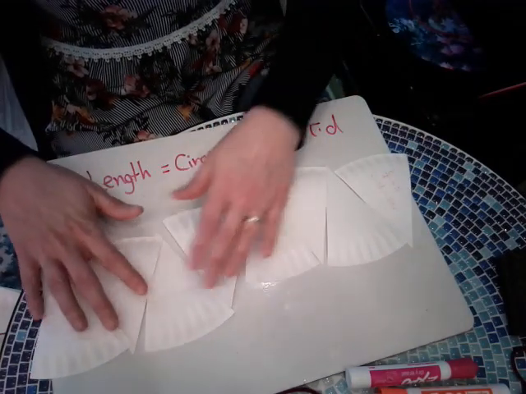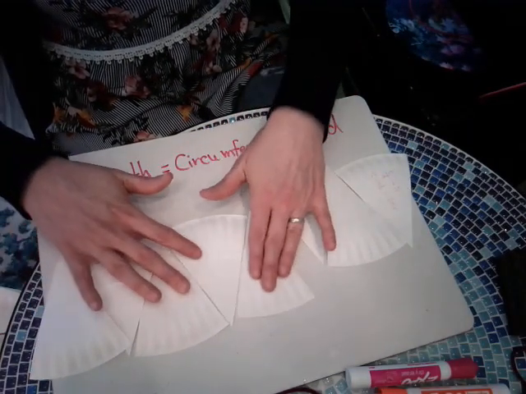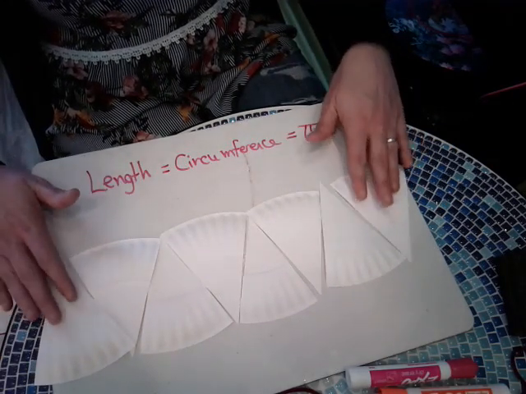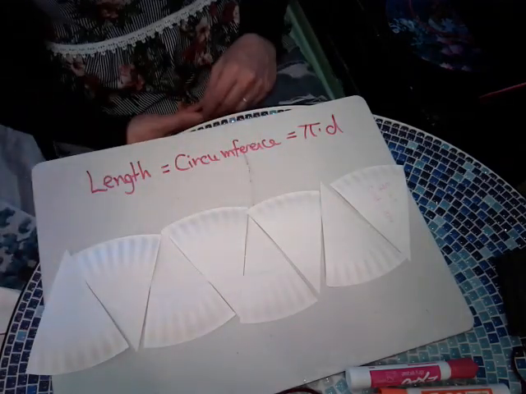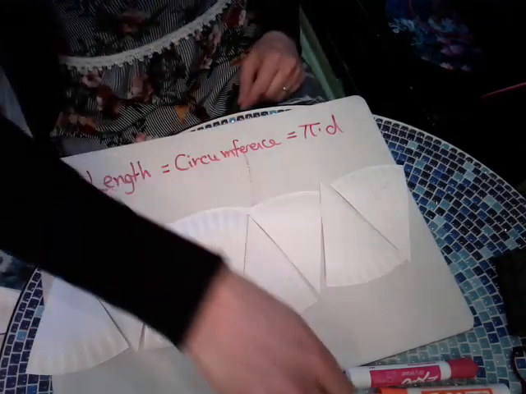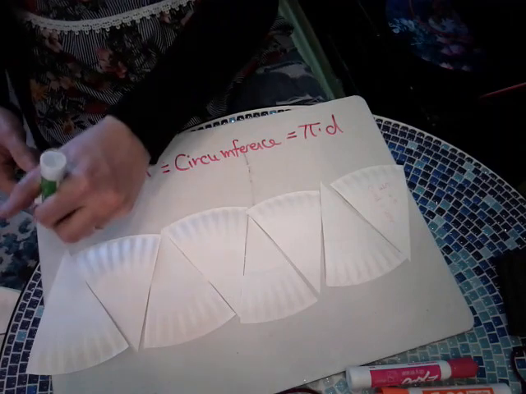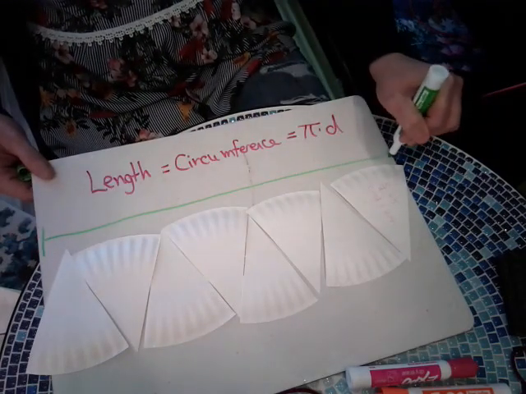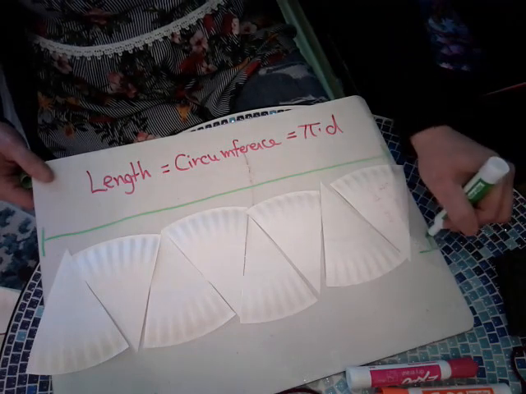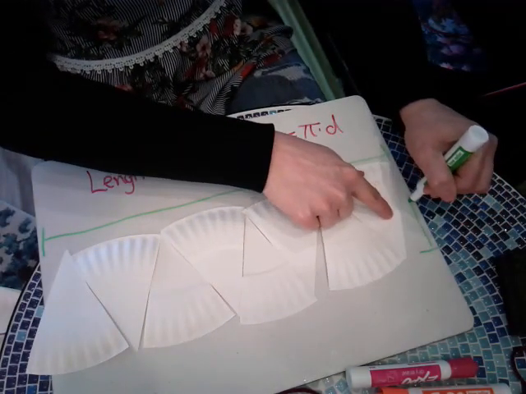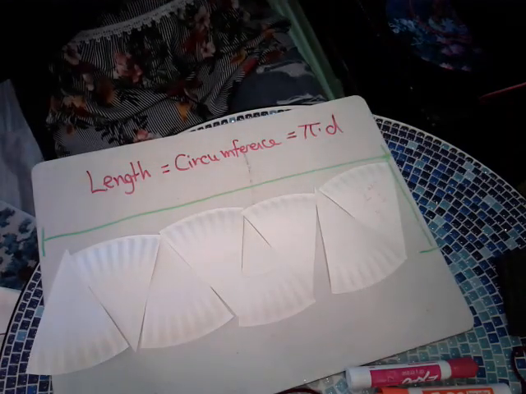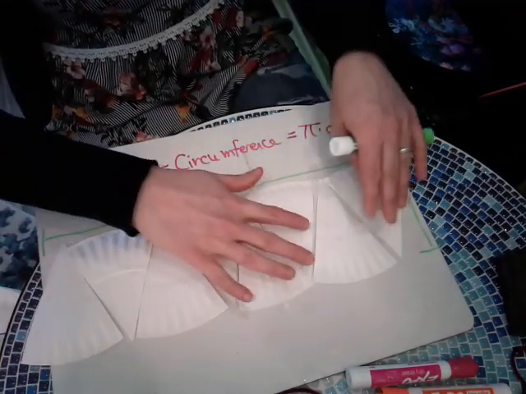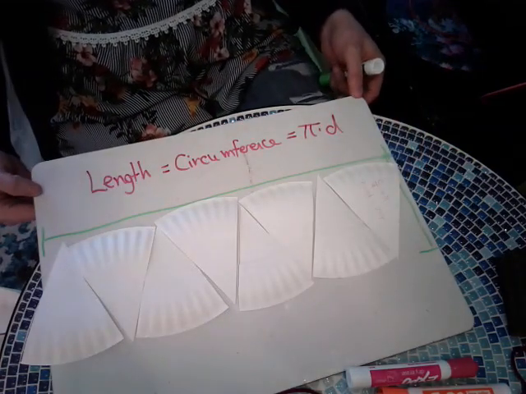So it's almost a rectangle. And if I cut it into 8 pieces, if I cut a paper plate into 16, it would be even better. So we need to multiply, because it's a rectangle, we need to multiply length times width. Let's scoot this over here. Length times width will fit into this perfect little rectangle, and that will give us the area.